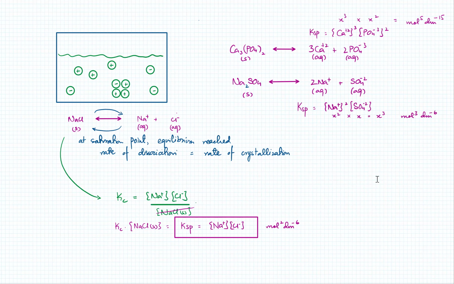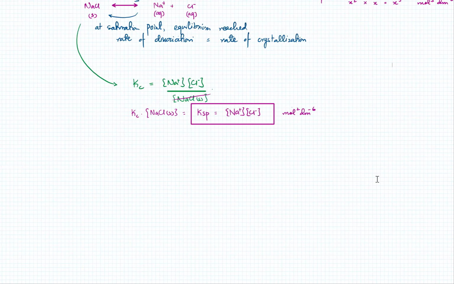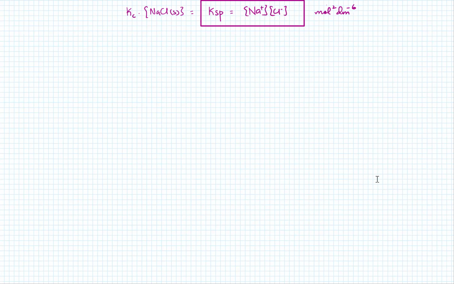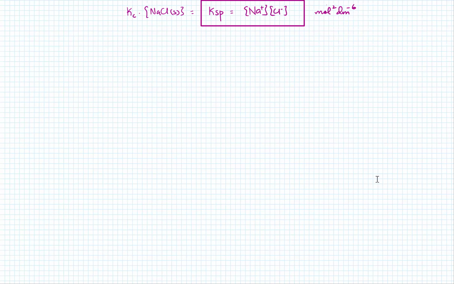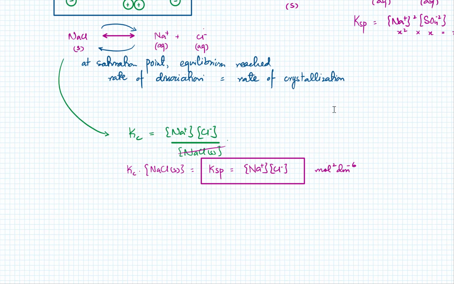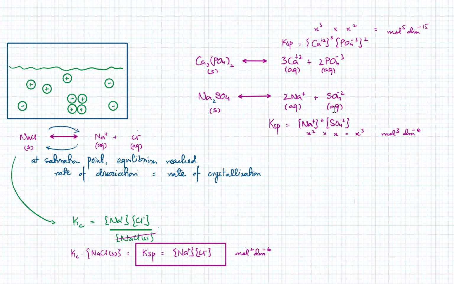The first one, they're going to ask you to calculate Ksp. So for example, question number one. You need to know the Ksp expression. For sodium sulfate dissolving, it's sodium ion concentration squared times sulfate ion concentration, divided by the reactant concentration, but that's a solid, so you don't write that. Is it clear how to write the Ksp expression?